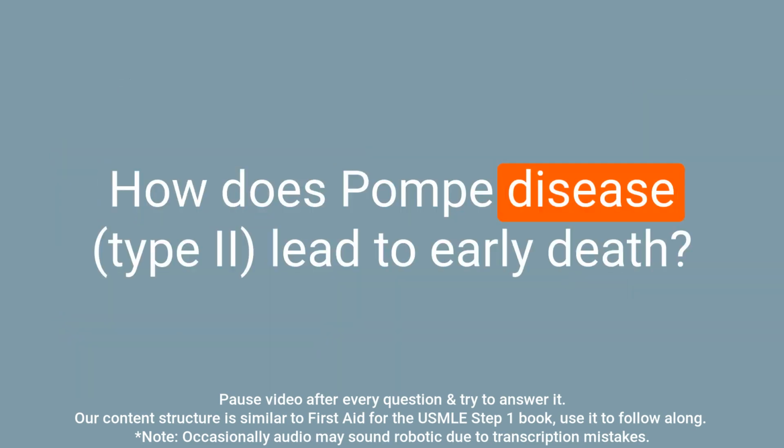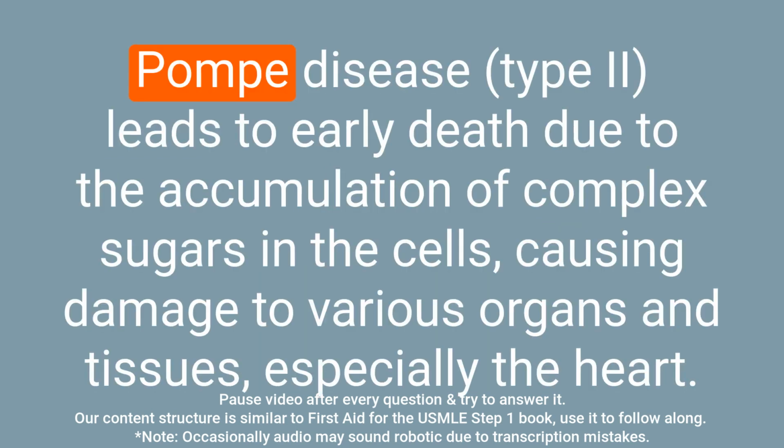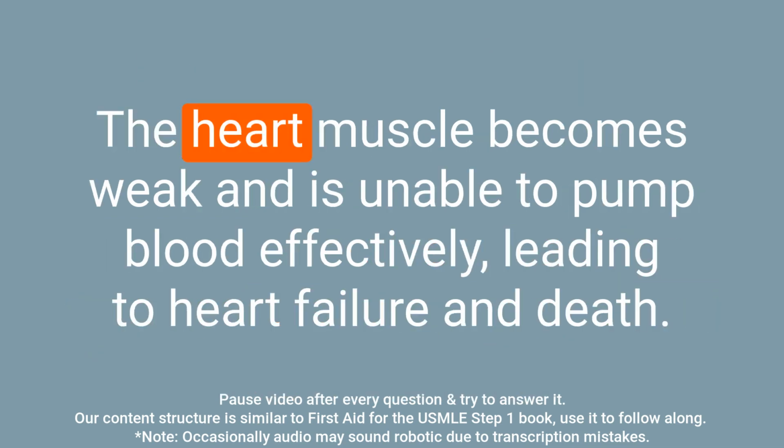Question: How does Pompe disease lead to early death? Answer: Pompe disease leads to early death due to the accumulation of complex sugars in the cells, causing damage to various organs and tissues, especially the heart. The heart muscle becomes weak and is unable to pump blood effectively, leading to heart failure and death.